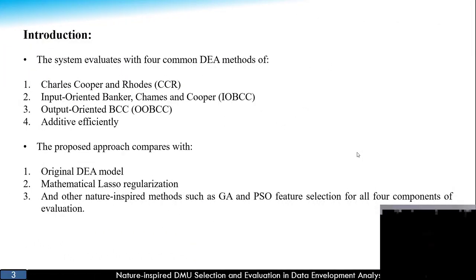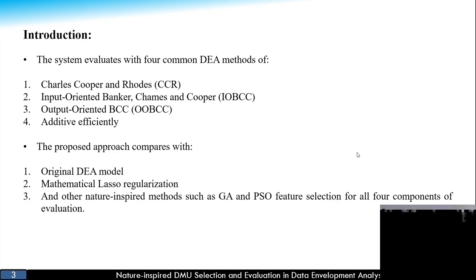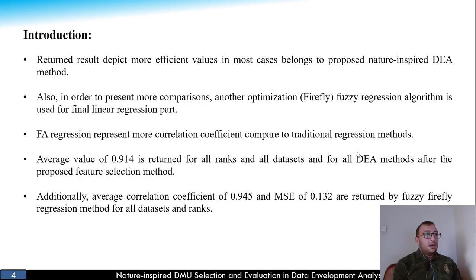The system is evaluated with four common DEA methods: Charnes, Cooper and Rhodes, or CCR; input-oriented Banker, Charnes and Cooper, or IOBCC; output-oriented BCC, or OOBCC; and the additive method. The proposed approach is compared with the original DEA model, mathematical lasso, and other nature-inspired methods such as GA and PSO for evaluation. The written results depict more efficient values in most cases belonging to the proposed nature-inspired DEA method.